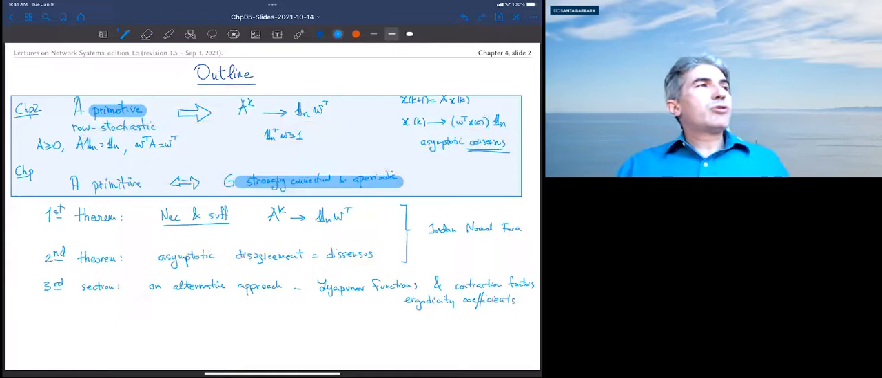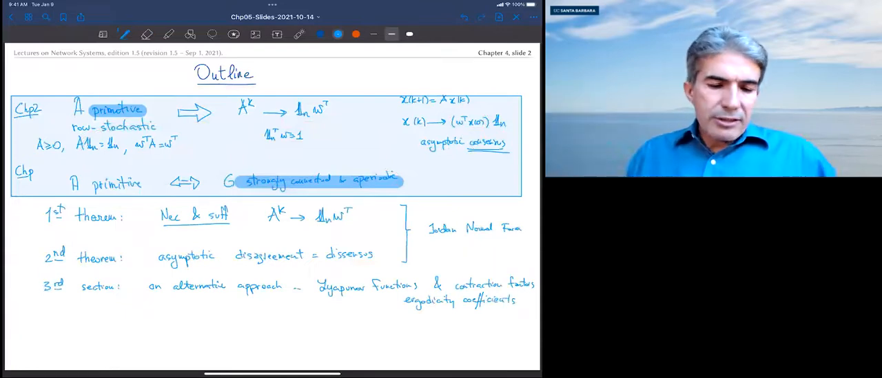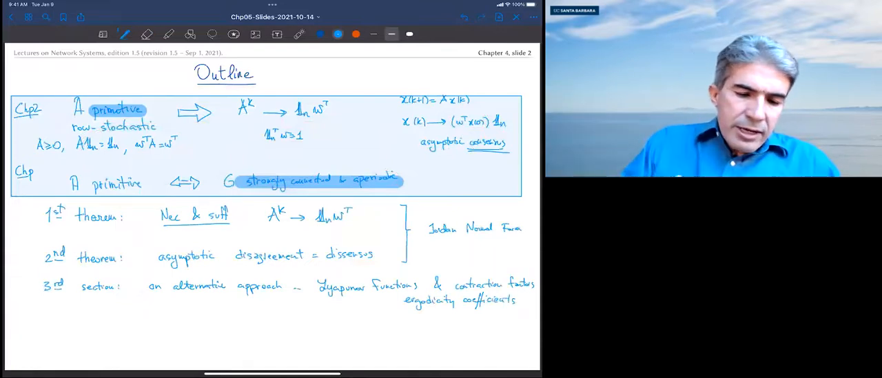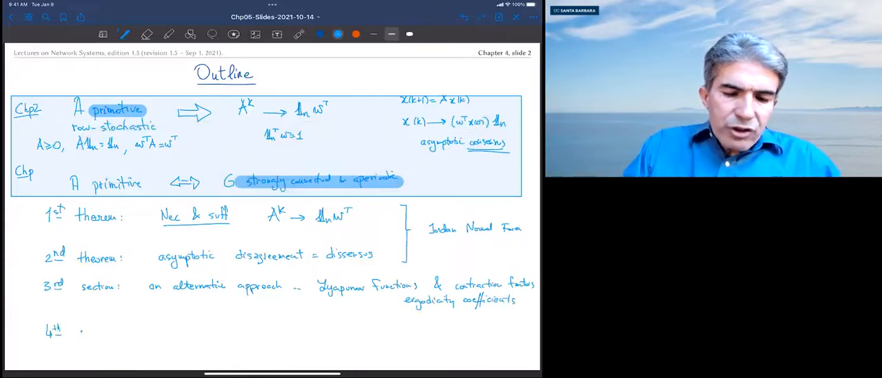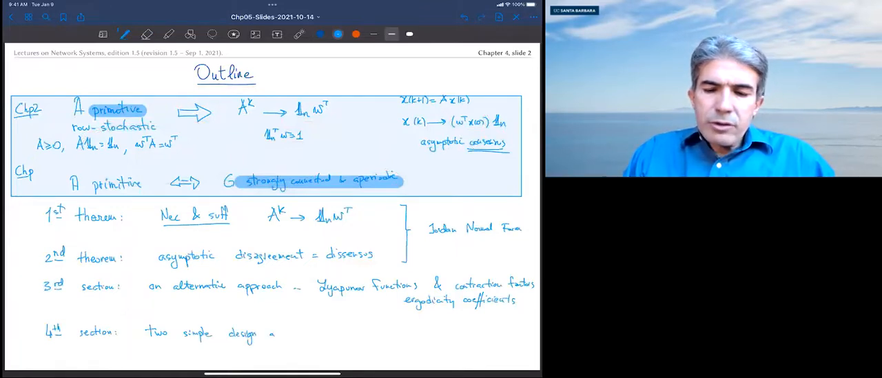So these ergodicity coefficients, it's an unusual term. We haven't discussed. I'll get to it later. And then I will just briefly show you in a fourth section. In the fourth section I will show you a little bit of just two simple design algorithms.